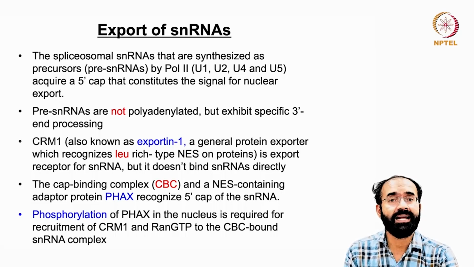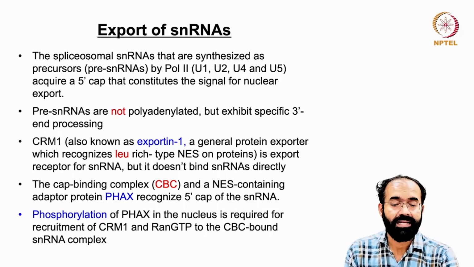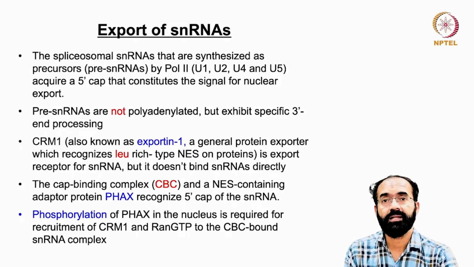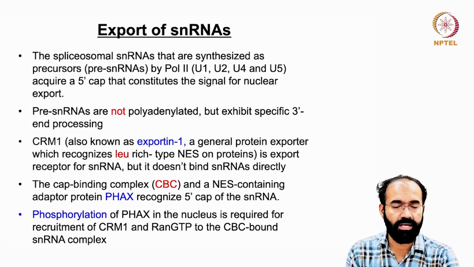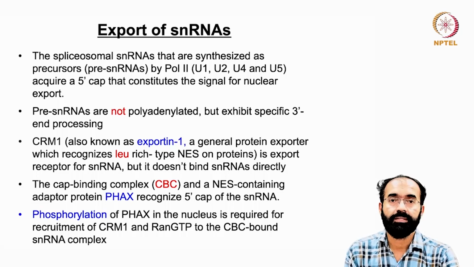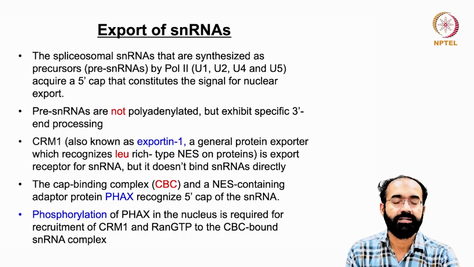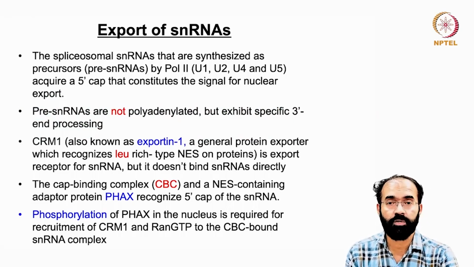So, the pre-snRNAs are not polyadenylated but exhibit specific 3' end processing. Of course, every snRNA needs to be exported from the nucleus, and their way of functioning is not via polyadenylation. There is a protein called CRM1. It has another name, exportin 1. We have seen exportin T earlier, and we also have seen exportin 5.